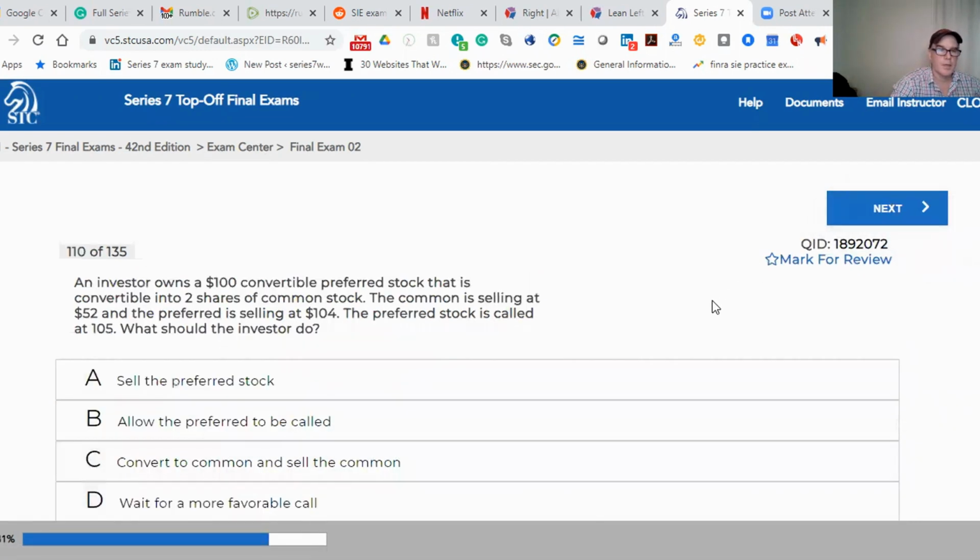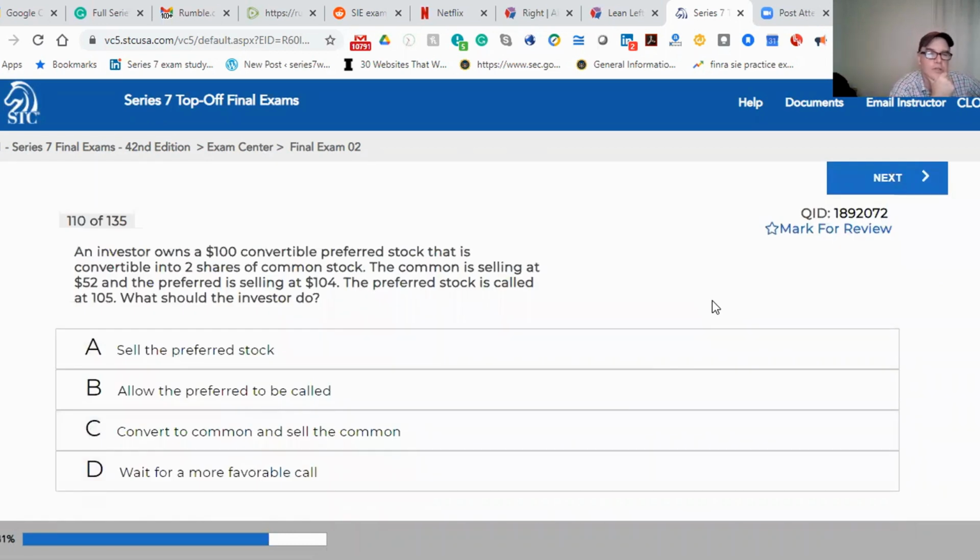Good. An investor owns 100 convertible preferred stock that is convertible to 2 shares of common. Lots of convertible questions on this. The common is selling at 52, the preferred is selling at 104. If it's called at 105, what should we do? So 100, we know we're getting 2, so we don't have to do that original math. 2 times 52 is 104.